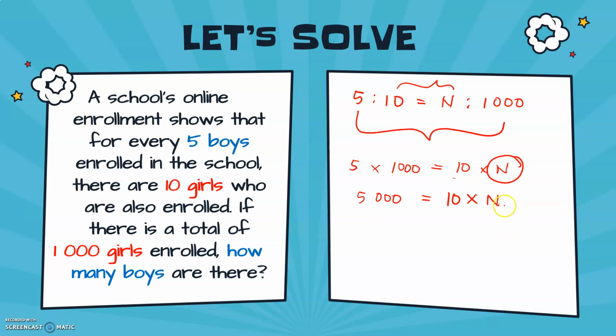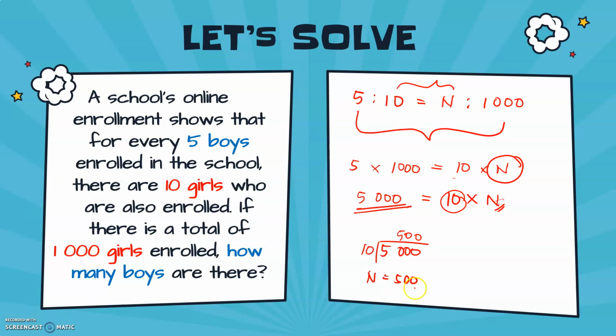And from here, we can already find the value of n. When you were in your lower grade level, you learned that for us to find a missing number in a multiplication sentence like this, we will have to do division. So we will look for a number that when multiplied by 10 will give us 5000. And again, for us to do that, we will have to divide the product here and this factor here. So that will be 5000 divided by 10. 5000 divided by 10 will give us 500. So the value of n is 500.